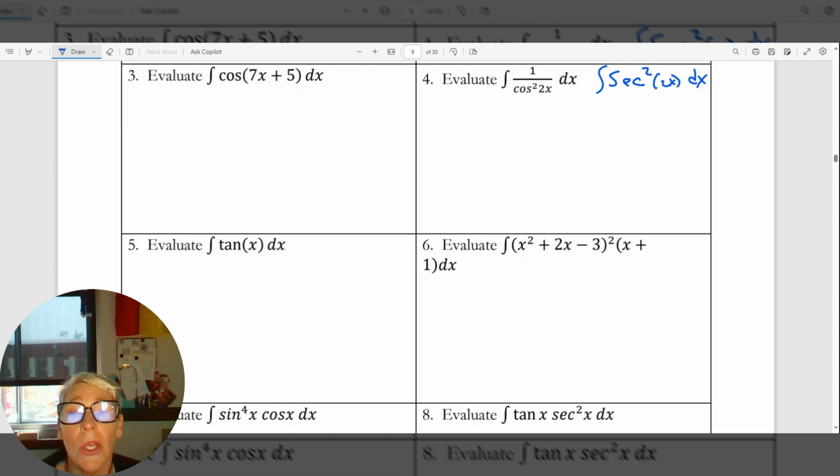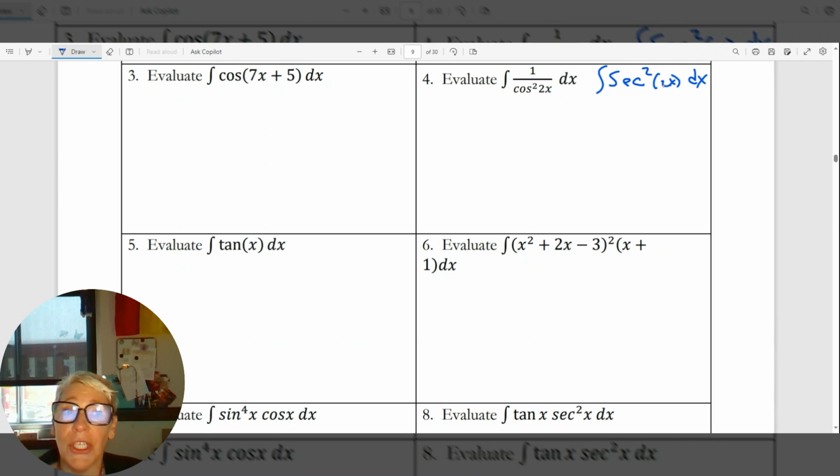in order to get something that we can do something with. So if you go look at your 6 trig derivative rules, you'll notice that one of the derivatives is the secant squared. So which one is that? The derivative of tangent is secant squared. So we know that we're going to have an antiderivative of the tangent.